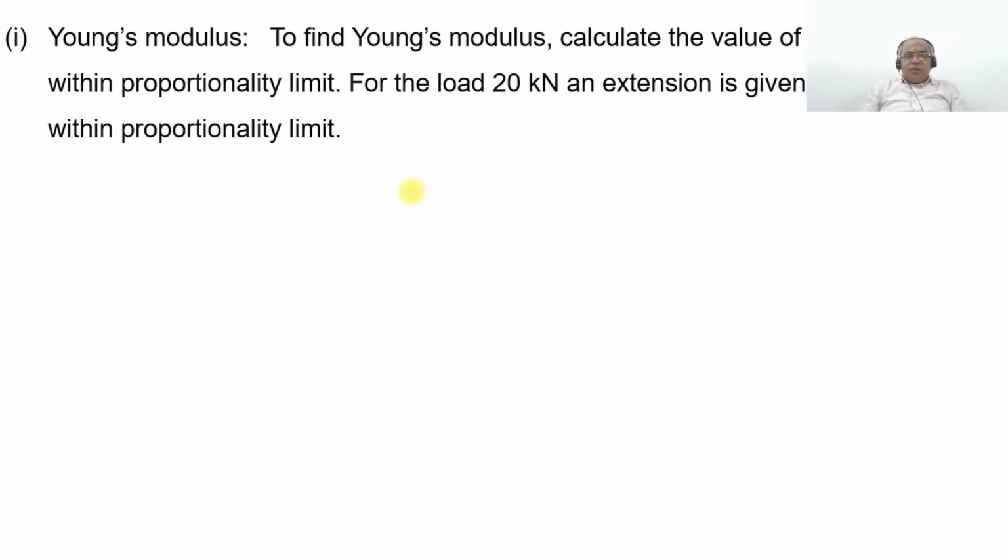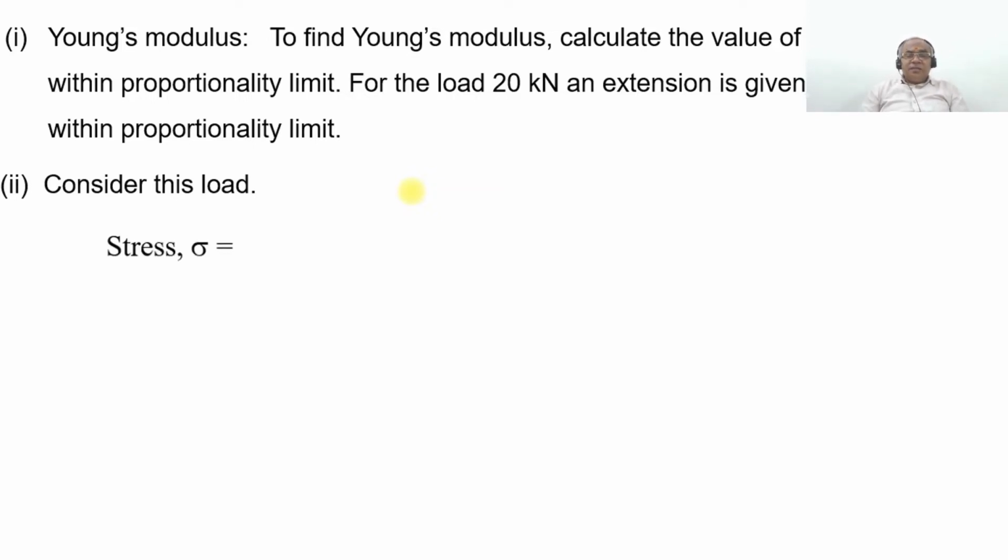To find the Young's modulus, what is the condition? The stress is directly proportional to strain within the proportionality limit. So in the problem, he has given an extension for the load of 20 kN, and that load is within the proportionality limit. So we need to consider this load for finding the stress and strain to find the Young's modulus.